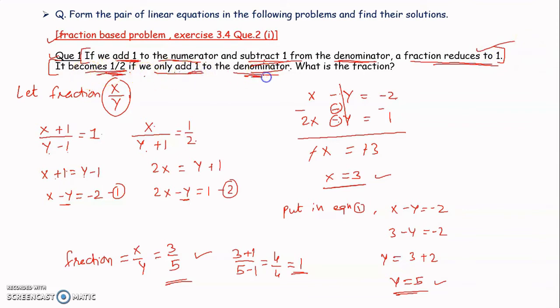Same way if you check the second condition, it becomes 1 by 2 if we only add 1 to the denominator. So this is 3 by 5. So if you add only 1 to the denominator, then we get 3 divided by 5 plus 1. So this will be 3 by 6. Or if you cancel out, you will get 1 by 2. So the second condition is also satisfied.